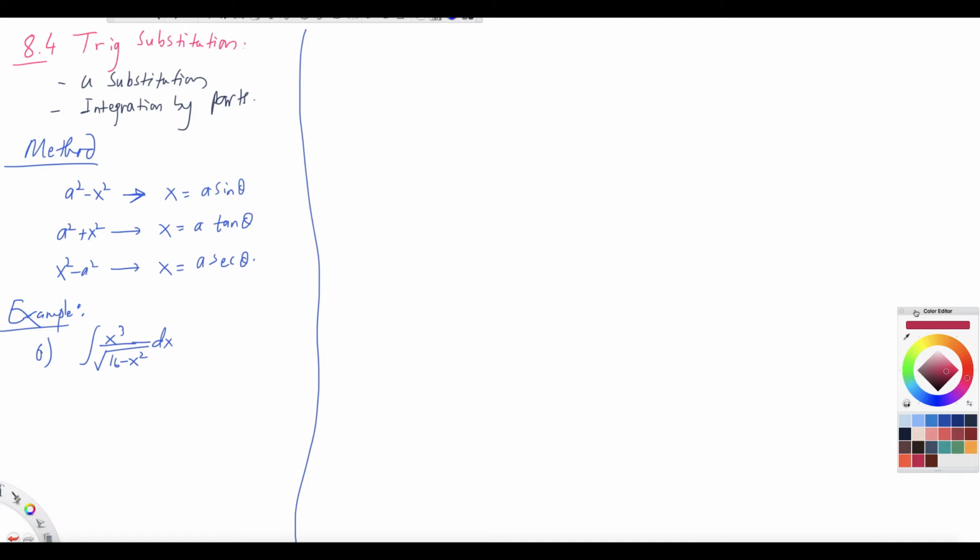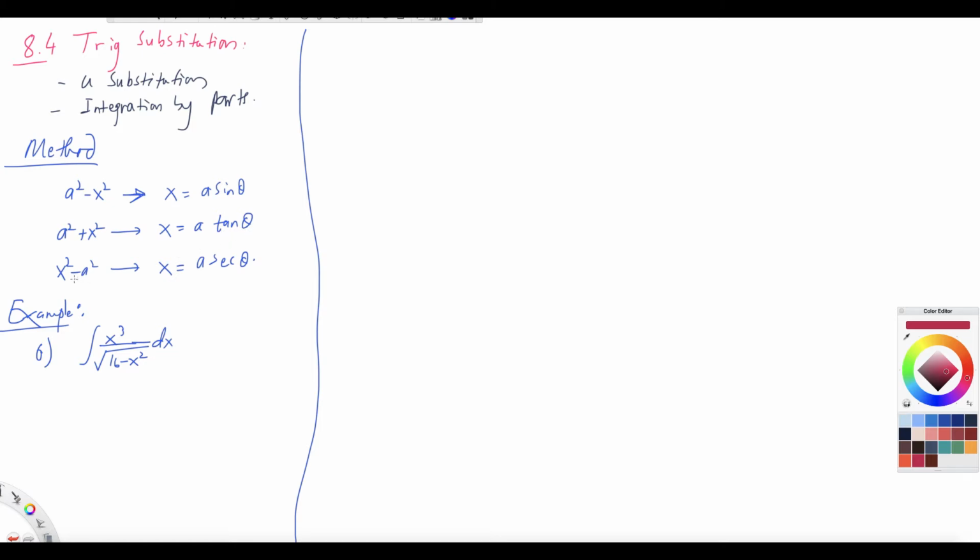In the U substitution, we didn't have a certain rule for what to put for U, right? But in the trig substitution method, there is a certain rule. If the integral has a squared minus x squared form, or you might see it under the root, then you substitute x equals a sine theta. If there is a squared plus x squared form, then always use x equals a tangent theta.